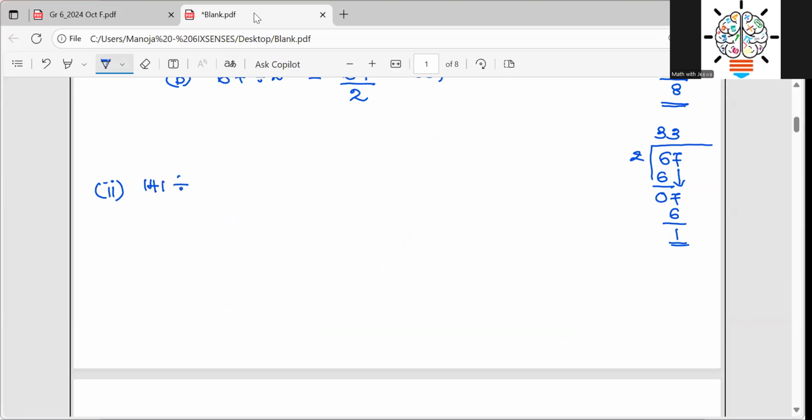141 divide by 3. So then what I do, the working here itself. So then I can show it. 3 times 4, 12, right? And then we have 2 remained. I bring this 1 here, 21. 3 times 7, 21, and 0. So then the answer is 47.